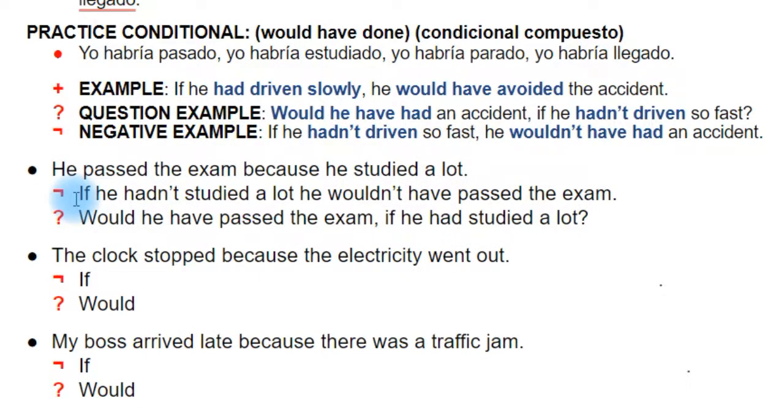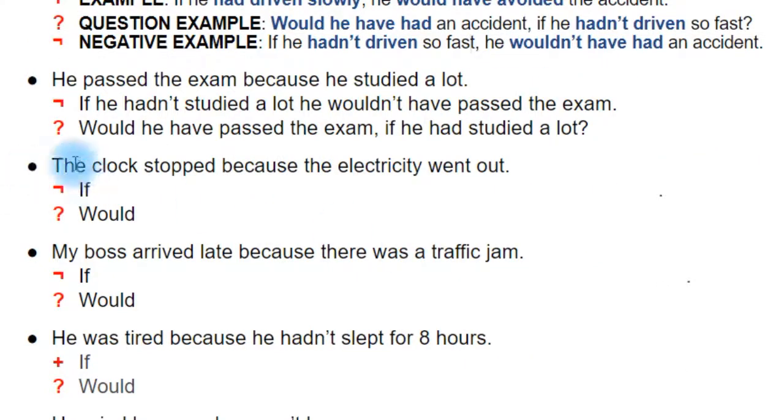If he hadn't studied a lot, he wouldn't have passed the exam, okay? Si no hubiera estudiado mucho, él no habría pasado el examen, okay? Question, would he have passed the exam if he had studied a lot? Habría pasado el examen si hubiera estudiado mucho. Okay, so this is the structure, okay? So now you're going to do it, okay?